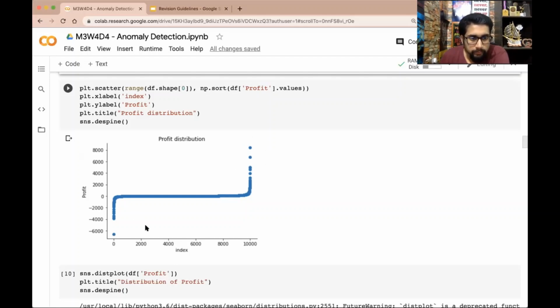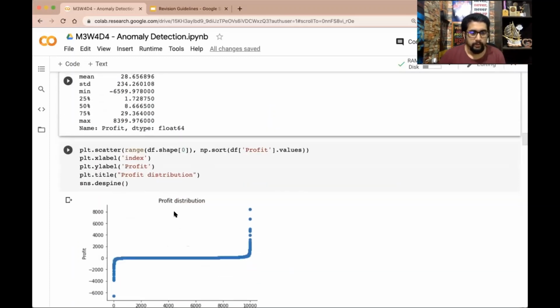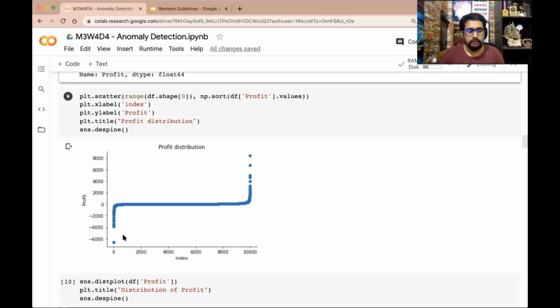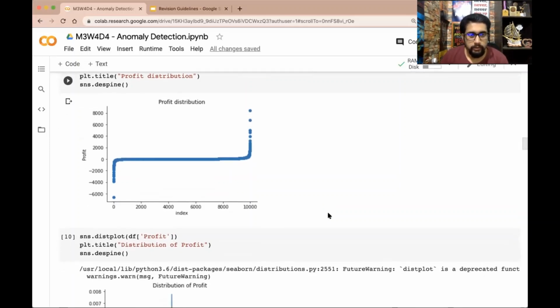So it can happen, right? In some product you can have a loss of minus 7,000 rupees. Of course, this is not in rupees, but in whatever units it is, you can have that kind of loss. It's not theoretically impossible, right? So we have outliers on both sides of this profit distribution.